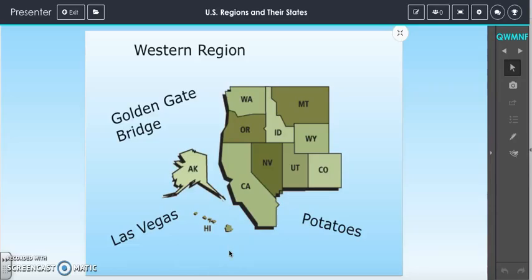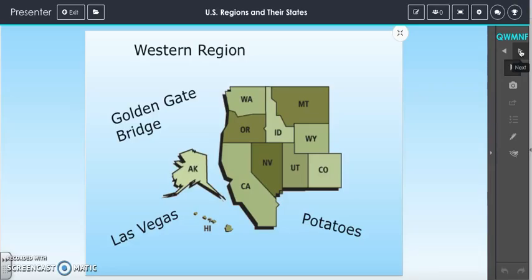You are also going to have to talk about landmarks in your project, both man-made and natural landmarks. One landmark in this region is the Golden Gate Bridge. That is a man-made landmark. That is not something that nature has made by itself. That is something that had to be made by humans.